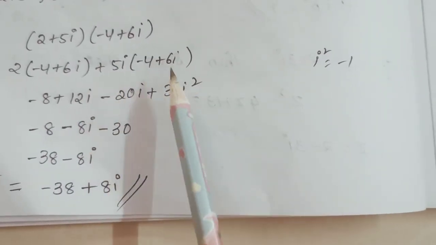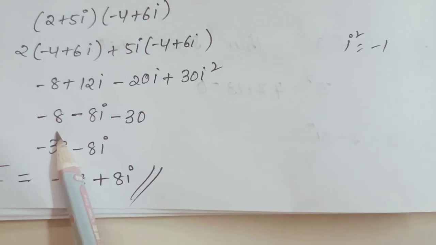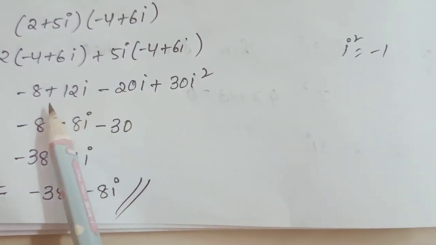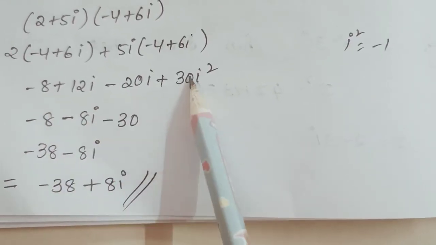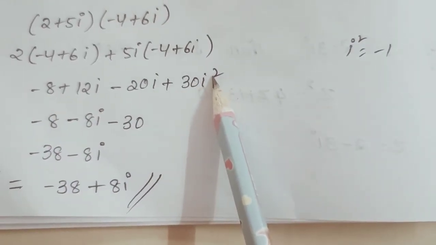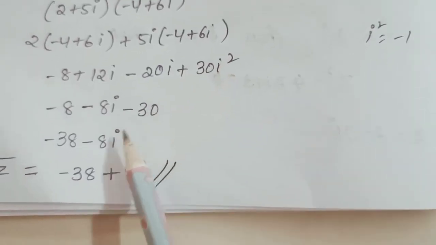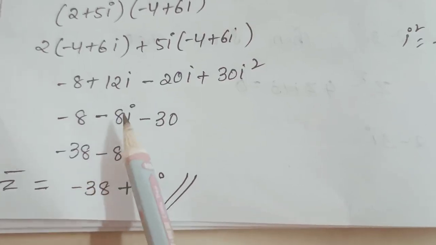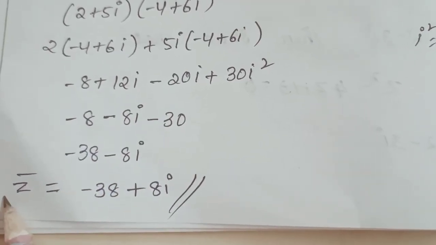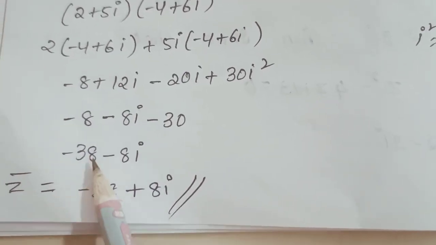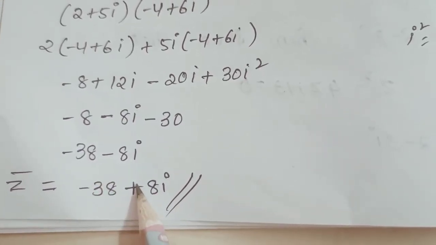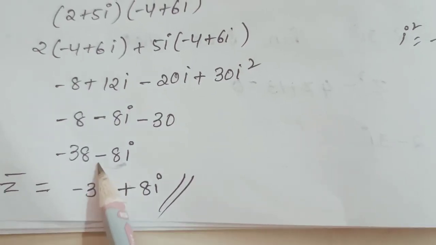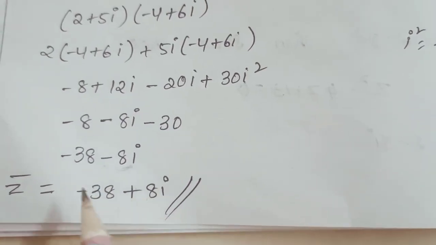6 is 30, i into i is i square. Minus 8 plus 12i minus 20i, that is plus 12 and minus 20 is nothing but minus 8i, and i square is nothing but minus 1. So plus into minus 30. Here minus 30 and minus 8 is minus 38, and minus 8i. Conjugate is denoted by z bar. Minus 38, and this sign will change for conjugate. The imaginary part is there, so its sign is minus, so it will become plus in the conjugate.